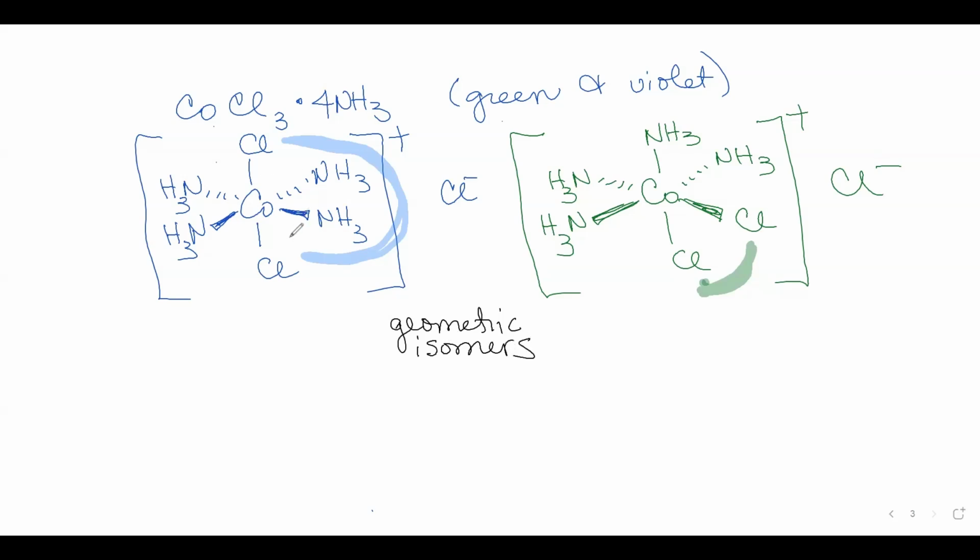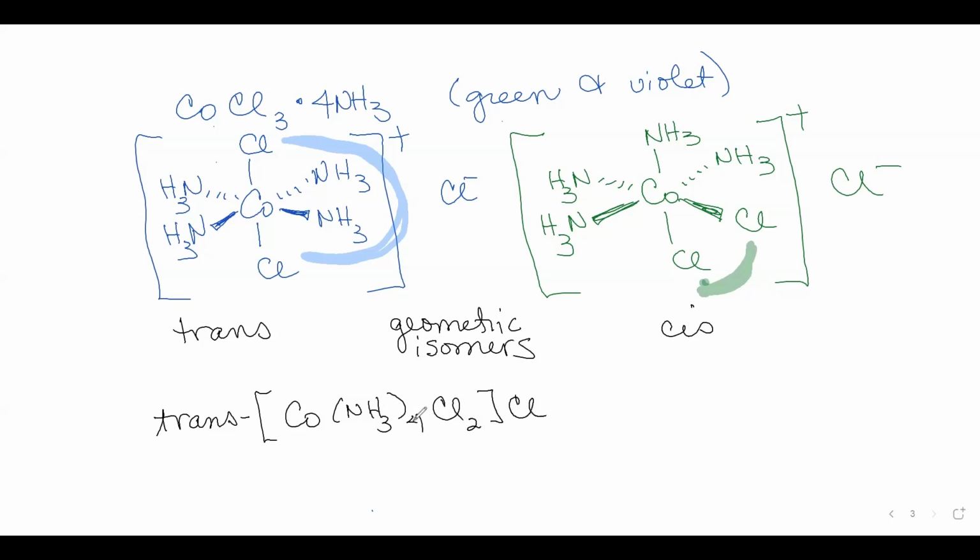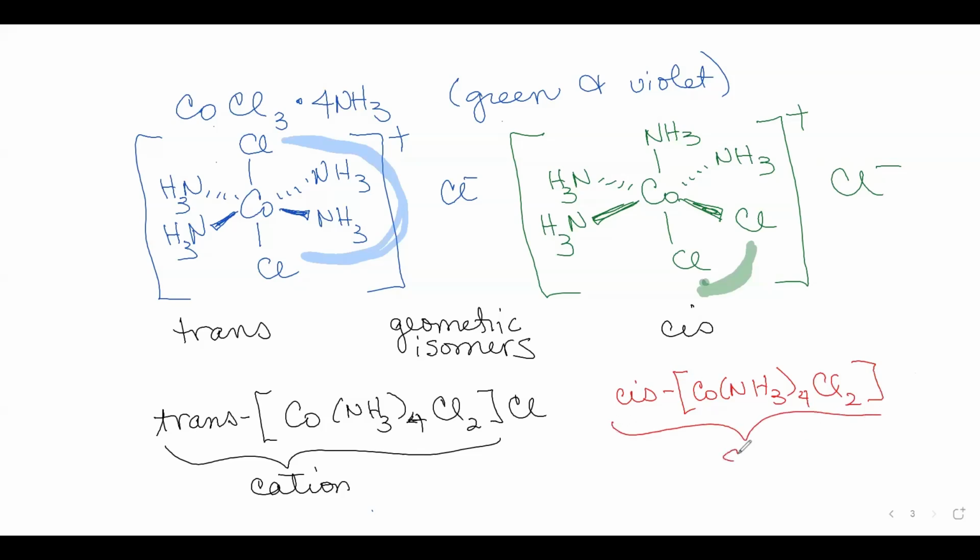With them on opposite sides of the plane of the cobalt, this is trans. And when they're on the same side, as in this situation, this is called cis. So when we write down our formulation, it would be trans, and then we write down our complex. And then we write down my anion. So this is my cation, and the chloride is my anion. And we can do the same then for my cis complex. So we say cis, write down the formulation of my complex. This is my cation. And this is my anion.